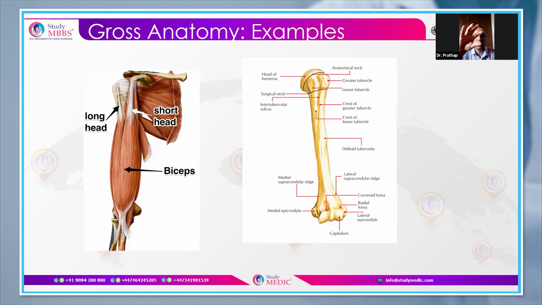Then bone: whenever you're studying, you can see the upper end of humerus, lower end of humerus. Just as an example, the upper end of humerus consists of a head, greater tubercle, lesser tubercle, intertubercular sulcus, and what is attached over there. The lower end consists of a pulley called trochlea, a rounded bulge, the capitulum, and the medial and lateral epicondyles.